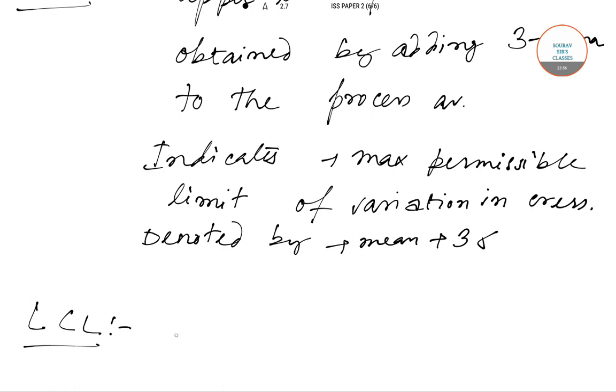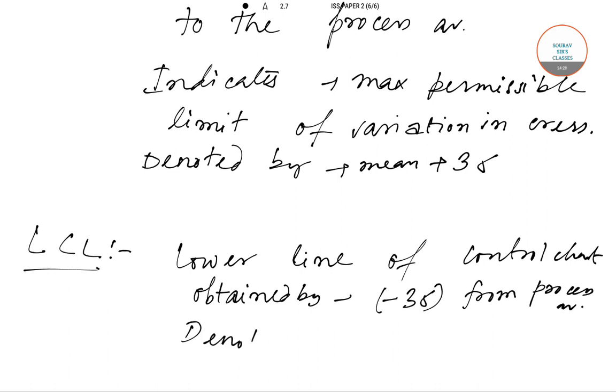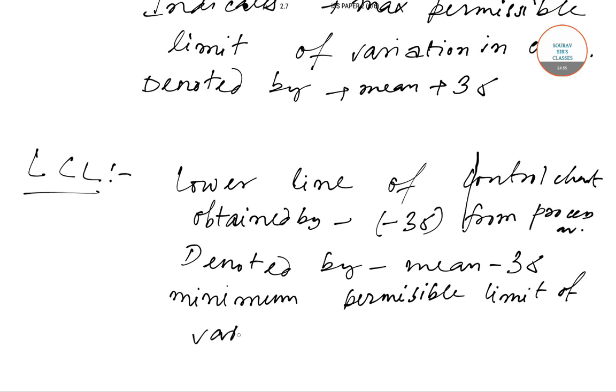Now the next topic is lower control limit, that is LCL. LCL is the lower line of the control chart, obtained by subtracting 3 sigma from the process average, denoted by mean minus 3 sigma, and it indicates the minimum permissible limit of variation in the process.